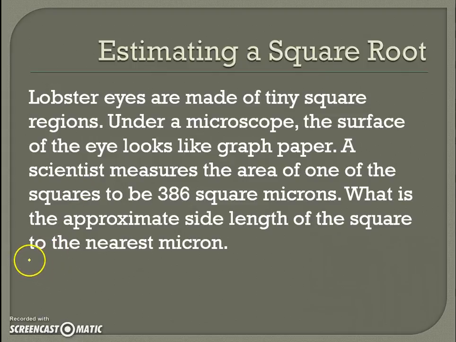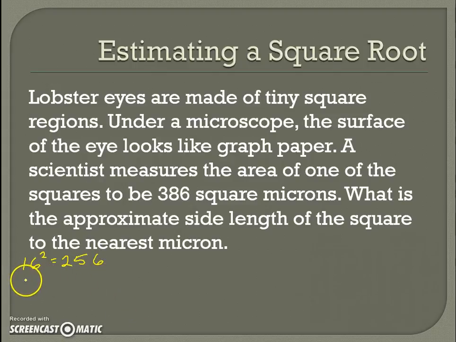So the best way to do this would be to start listing your perfect squares. We stopped at 15 on that other slide, and we know that 15 squared is equal to 225. So we're going to keep going up on that and look for perfect squares that are around 386. 16 squared will give us 256. That's too small, and it's not even really all that close.